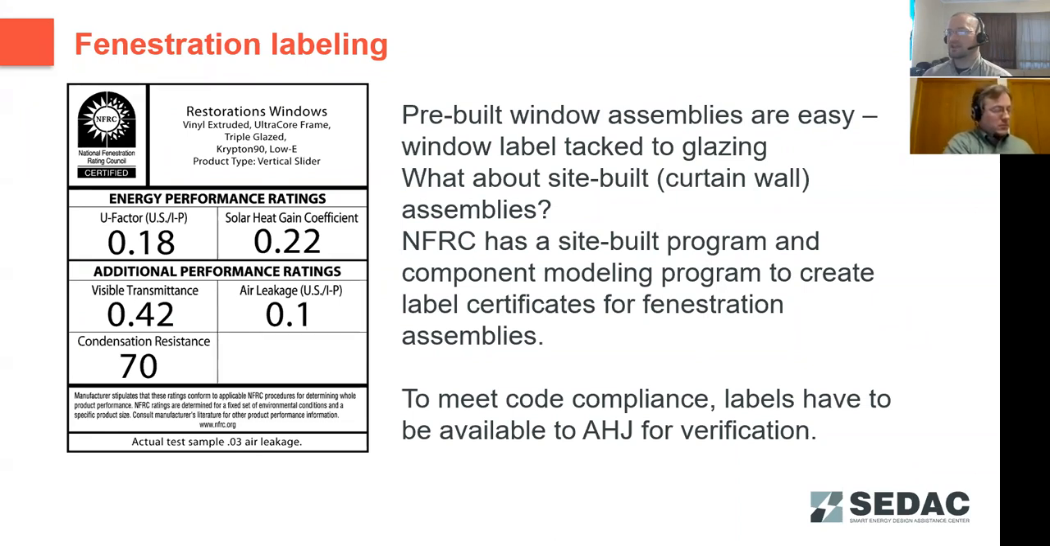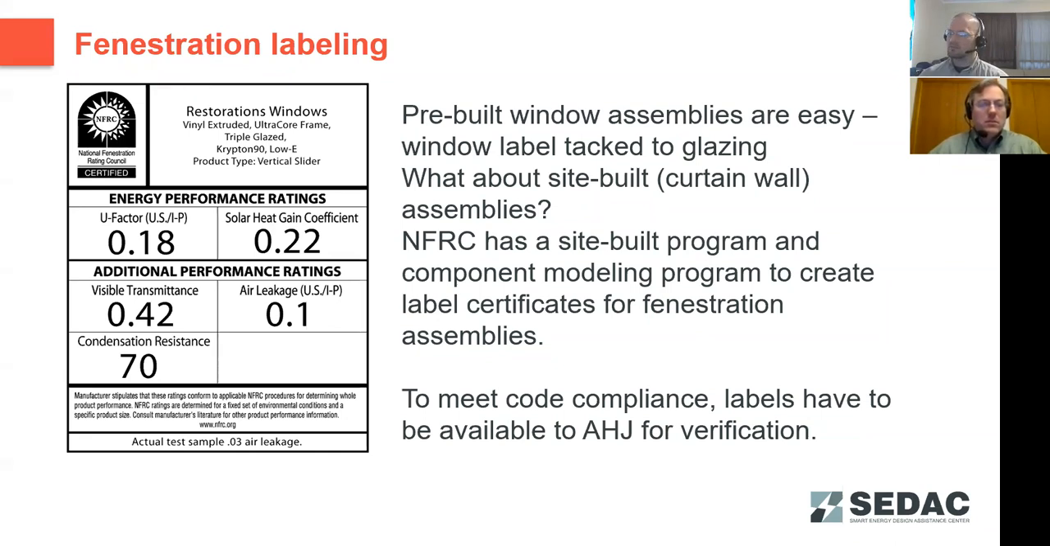So the code official can't necessarily walk up to your assembly and see it there when they're doing a site inspection. The way to obtain compliance for those, the NFRC has a site-built program that uses component modeling to create a NFRC 400 certificate. That gets included in the construction documents for documentation purposes.